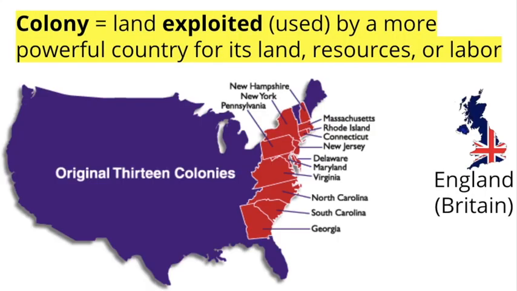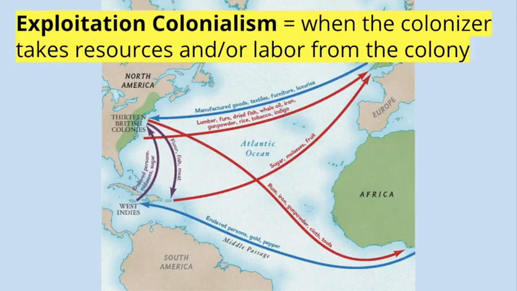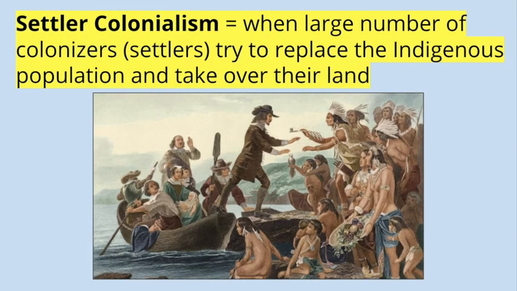On Thursday, we reviewed the concept of colonialism, and we learned that Britain, also known as England, controlled 13 colonies on the east coast of America. England was using a mix of exploitation colonialism and settler colonialism. Exploitation colonialism because England was exporting raw materials from its colonies, and settler colonialism because large numbers of white English people had migrated to the colonies in search of cheap farmland.